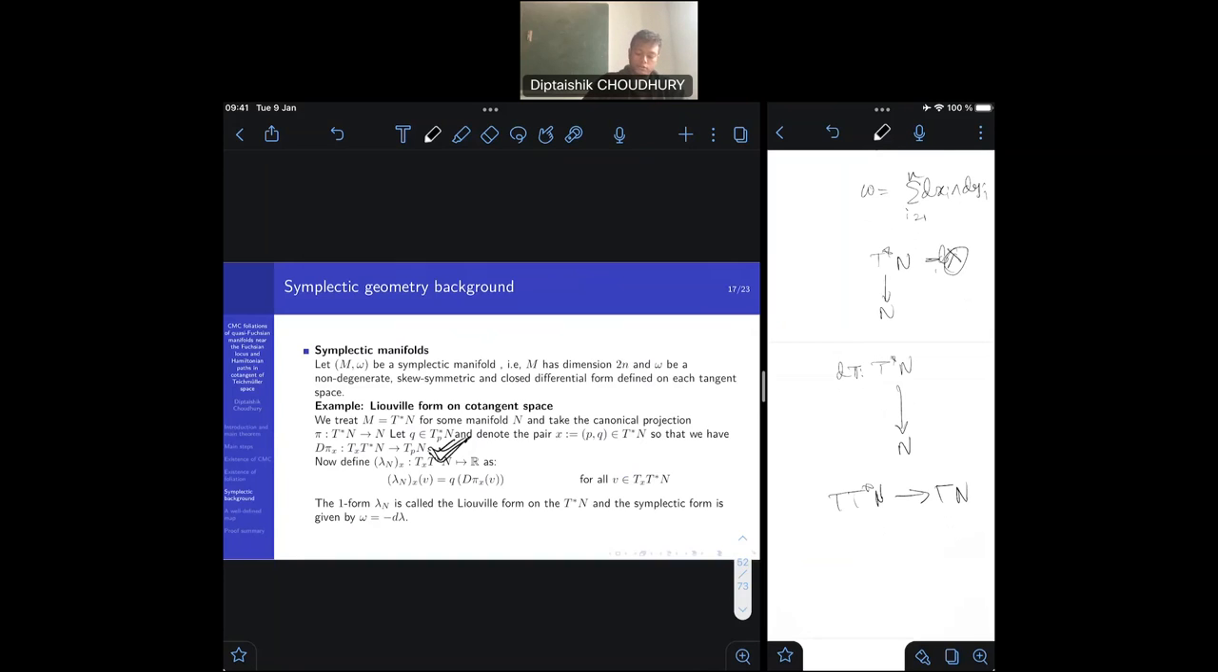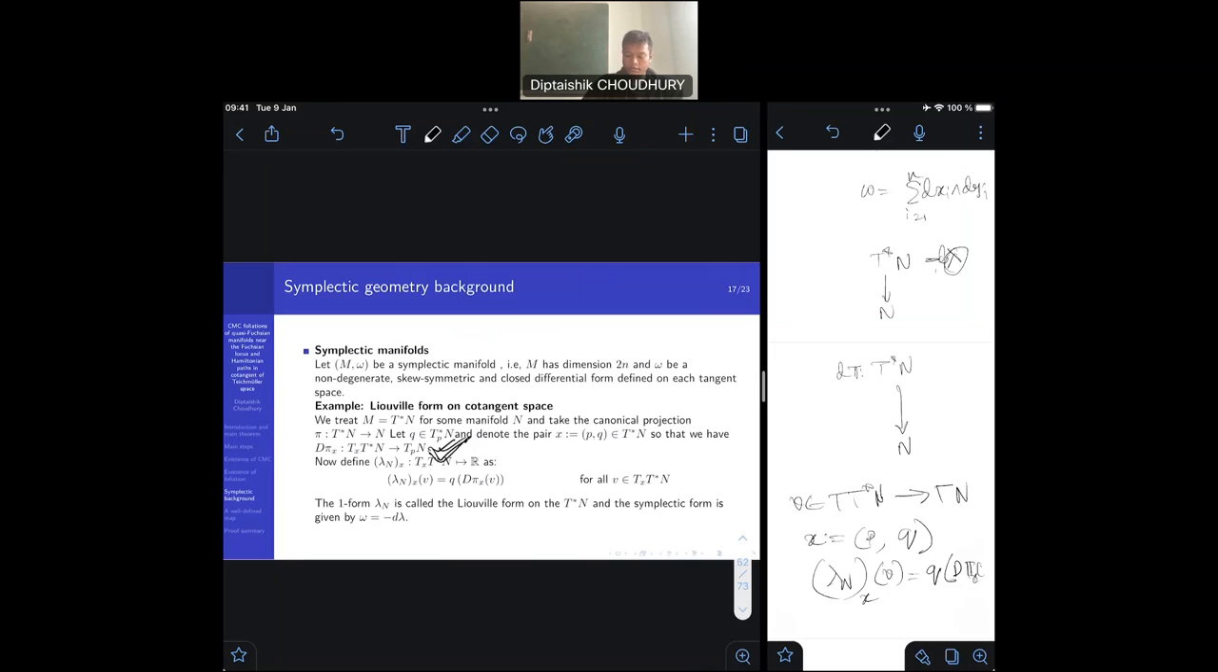So if you are at a point x, which is a point on T star N, it has a base point p and a cotangent vector q. Then the one form evaluated at this point, for any vector v in the tangent space to the cotangent space, is given by the evaluation of the variation of the base point, which gives you a tangent vector on the manifold M, evaluated with respect to the cotangent form.